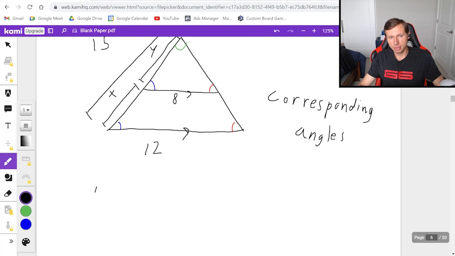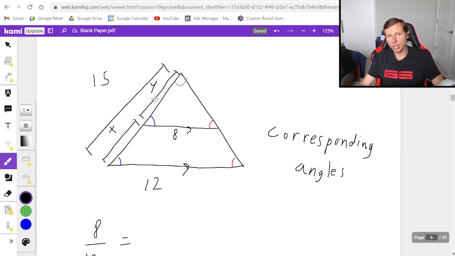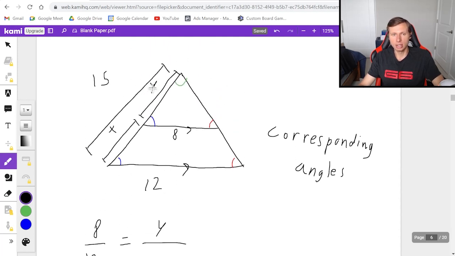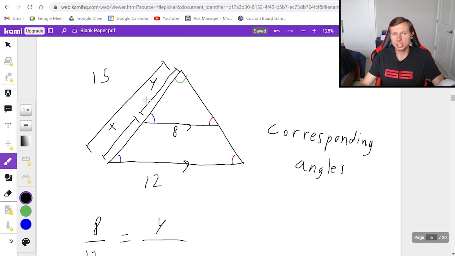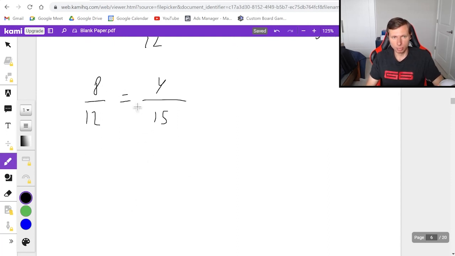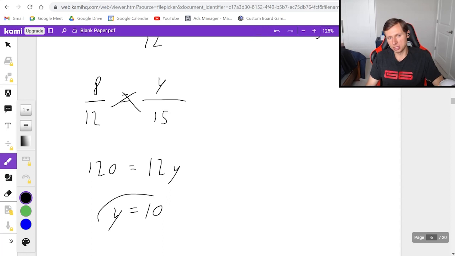Top over bottom, 8 over 12 equals, for the smaller triangle, we have y, and for the entire thing, you can actually say one of two things. You can either say 15 because that's the whole thing, or you can say x plus y. It doesn't matter which one you say. I'll write 15 for right now because that way we can solve for y. So all I need to do is cross multiply here. 8 times 15 is 120 equals 12y. Divide both sides by 12. You'll get y equals 10.